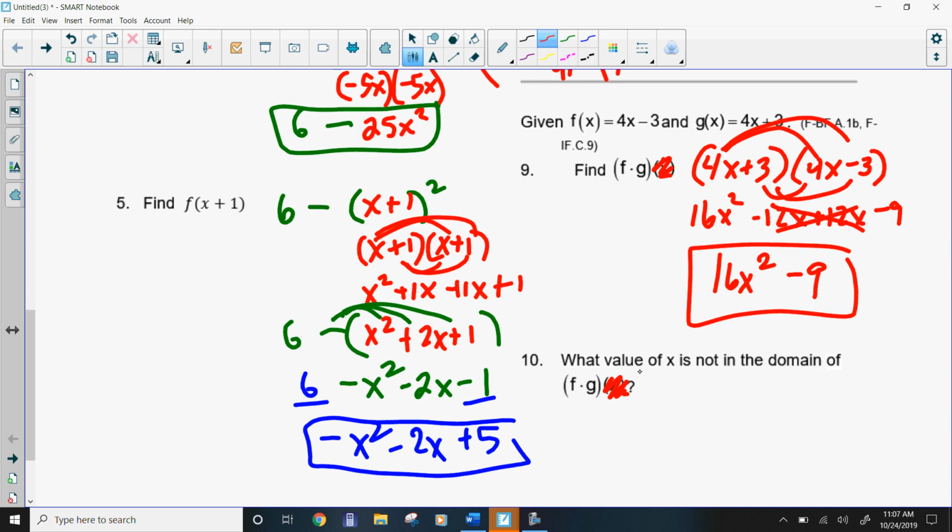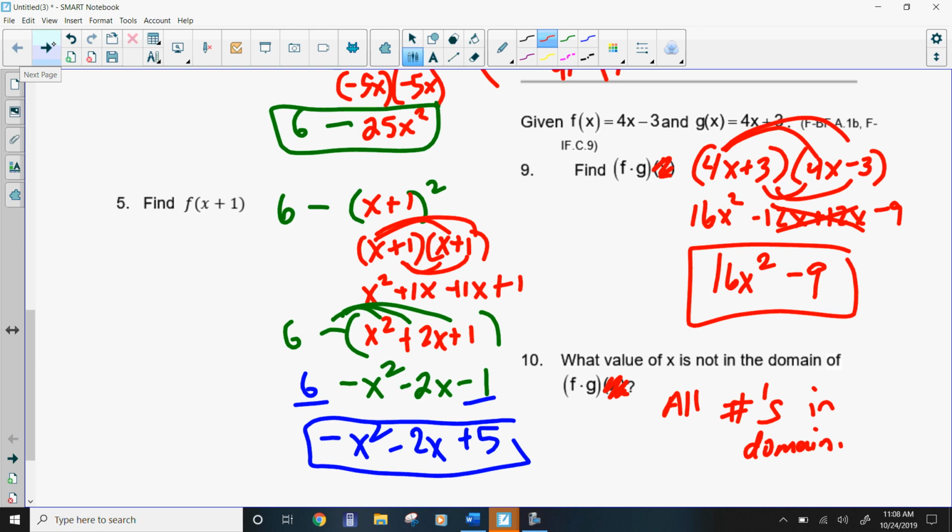It says what value is not in the domain. So the only time we have values not in the domain is if we have a fraction with x on the bottom or a radical. So all numbers are in the domain. There aren't any bad numbers. They all work.